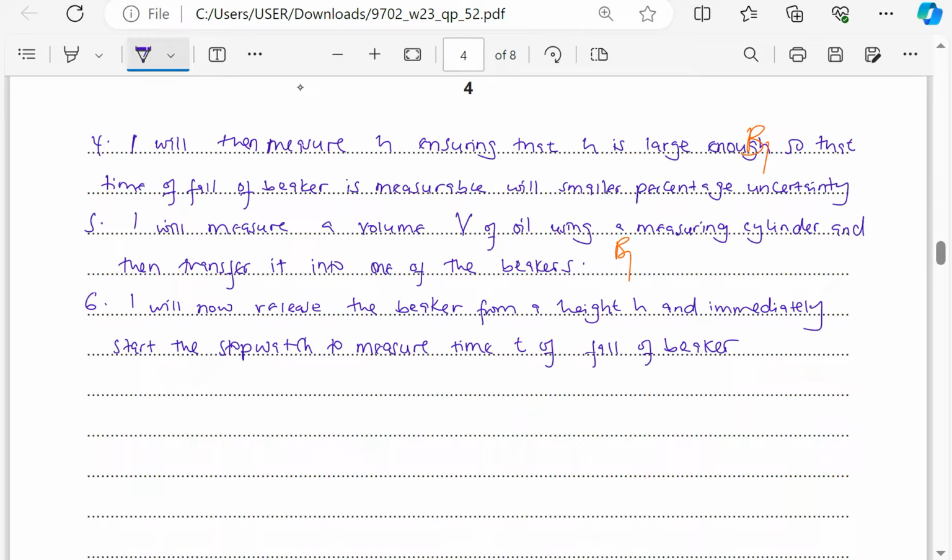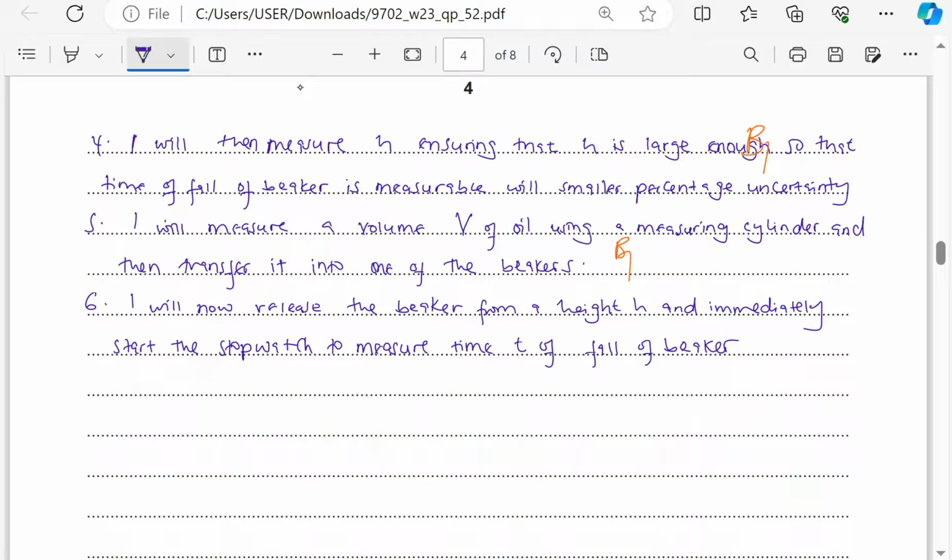Of course, if you don't want to use a stopwatch, I said you can use light gates, but the light gates must be connected to a timer or a data logger. So to avoid that, I'll use a stopwatch, but if I use a stopwatch, I must repeat the measurement.